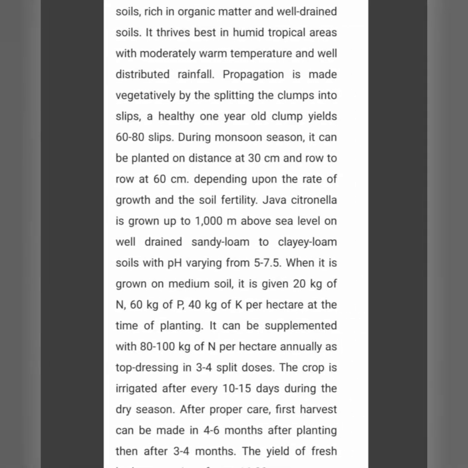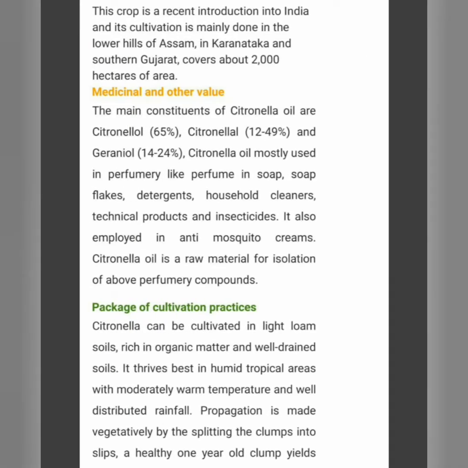Now coming to the geographical distribution or area of cultivation, this crop is a recent introduction into India, and its cultivation is mainly done in the lower hills of Assam, in Karnataka, as well as Gujarat, and covers about 2000 hectares of area. And it has a medicinal and other value because of the citronella oil, whose constituents are citronellol, citronellal, and geraniol. So this citronella oil is mostly used in perfumery. We will talk about these uses later on.